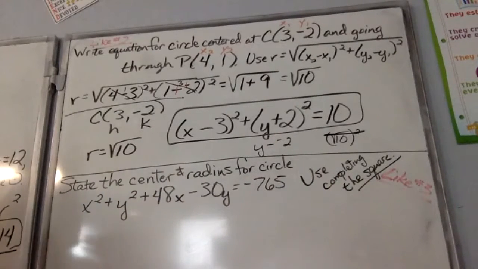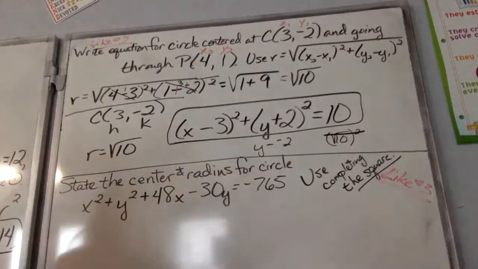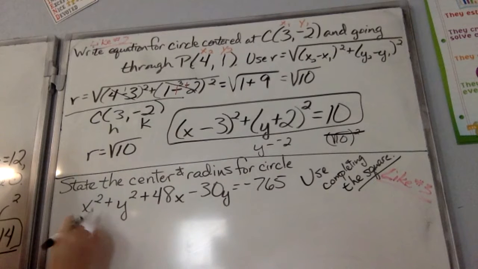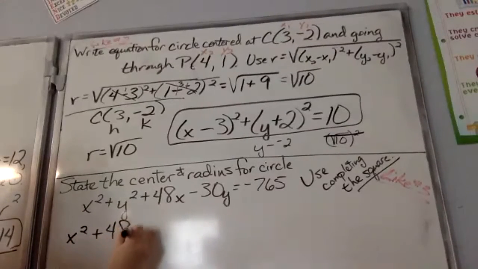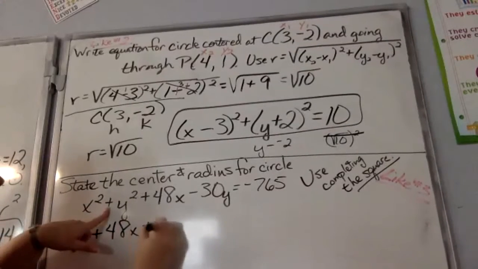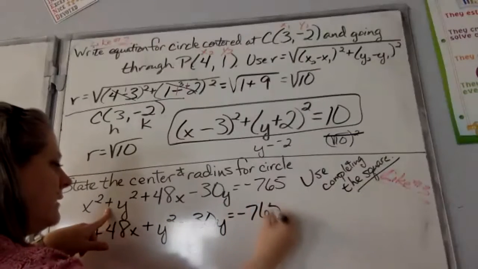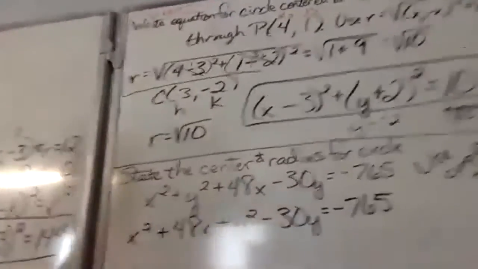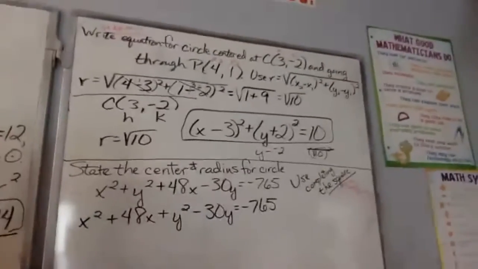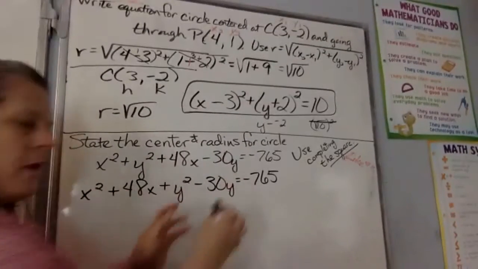So to complete the square, you group the x's together and you group the y's together. So I've got to rewrite my equation first. I'm just reorganizing. So the x's need to go together. So I'm going to have x squared plus 48x. And then I'll put my y's, plus y squared minus 30y equals negative 765. I just got my 2 y terms together. So I got my x's together, and I got my y's together.